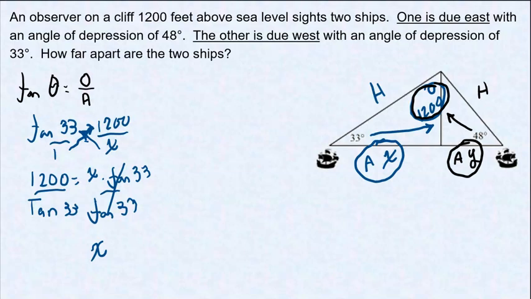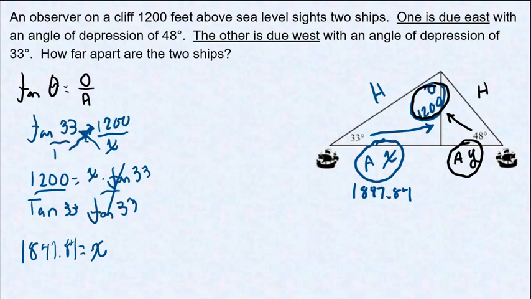And let's see what the calculator tells me x equals. And the calculator tells me that this side of the triangle is 1,847.84 feet. So this side is 1847.84.